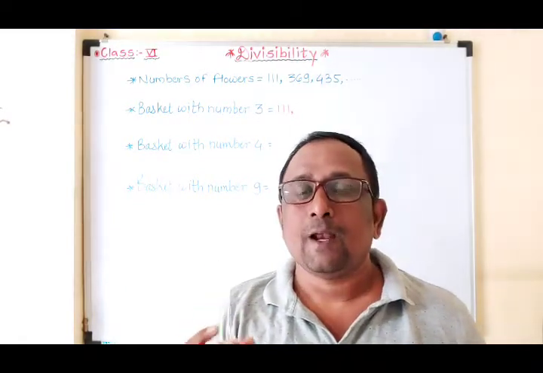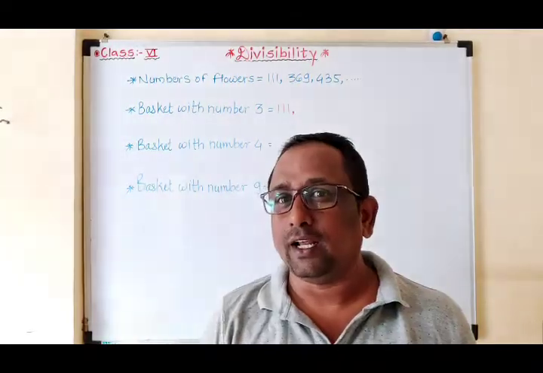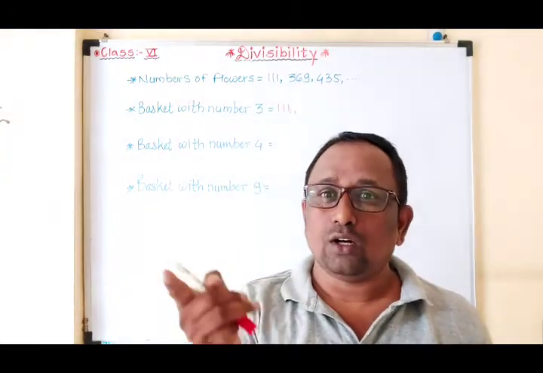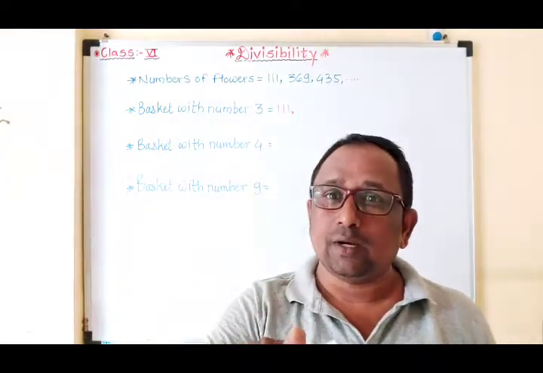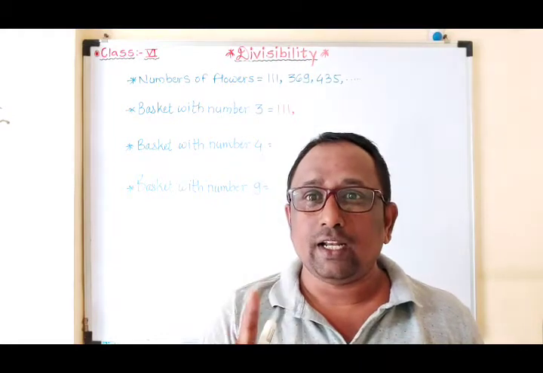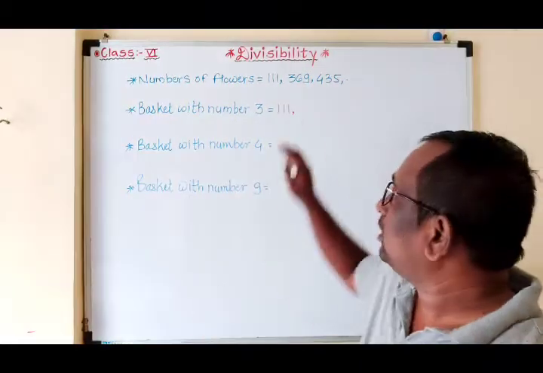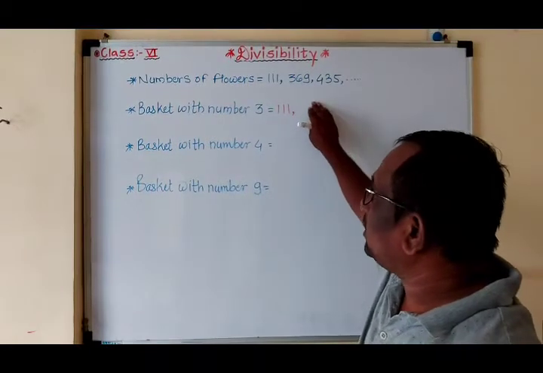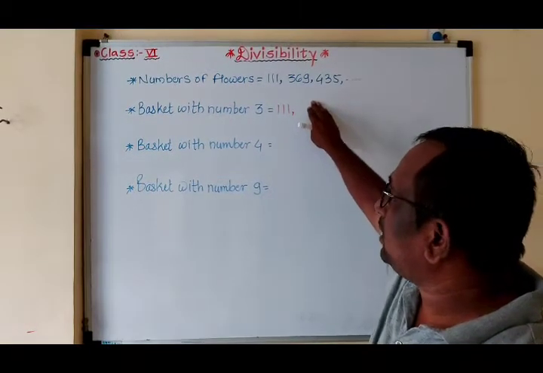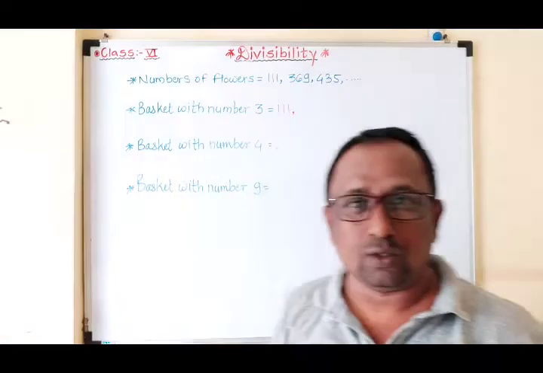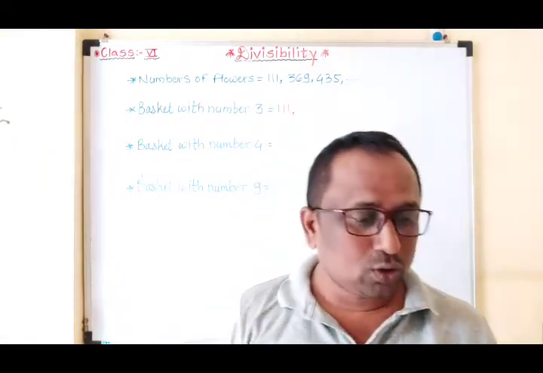For example, 999, okay. If you apply the divisibility test of 3 and 9, 999 is divisible by 3 and also by 9. So you have to write 999 in the basket with the number 3 and the basket with the number 9 also, isn't it? I hope you understood, students.